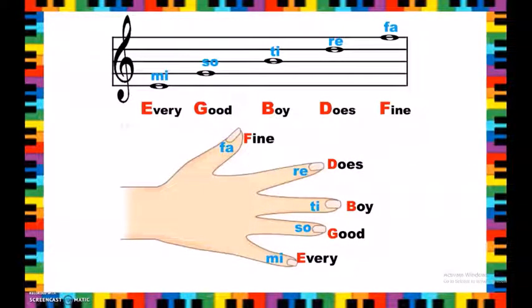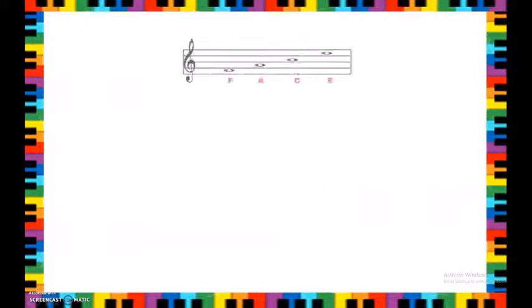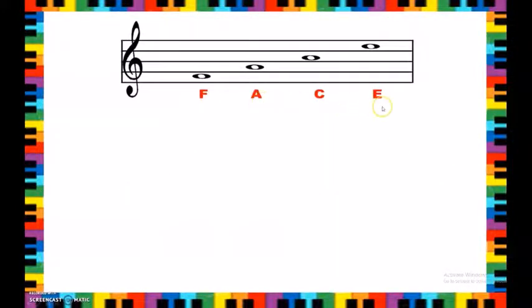Now, in the space, we have the acronym FACE. F for the first space, A for the second space, C for the third space, and E for the fourth space. F is equivalent to Fa. A is equivalent to La. C is equivalent to Do. And E is equivalent to Mi in sol-fa syllable.